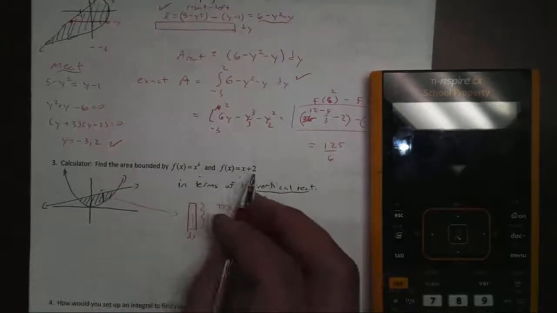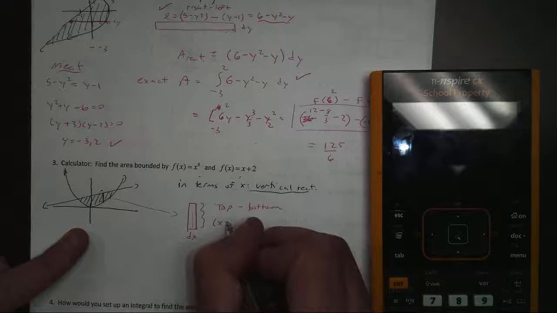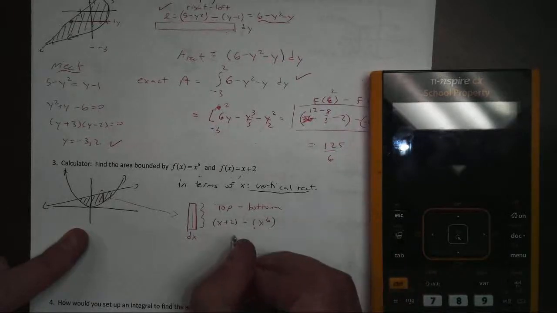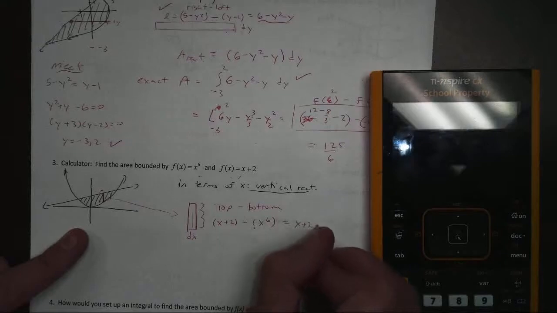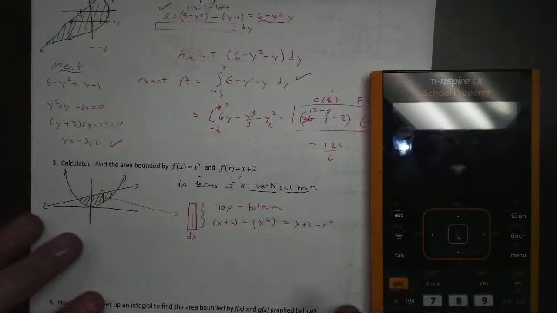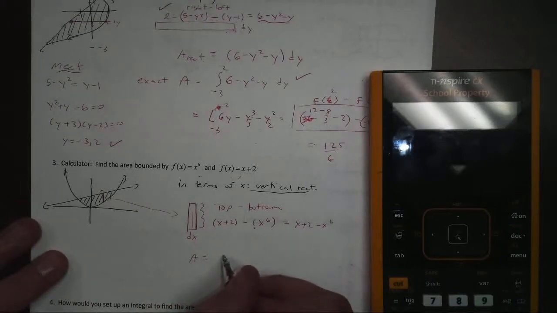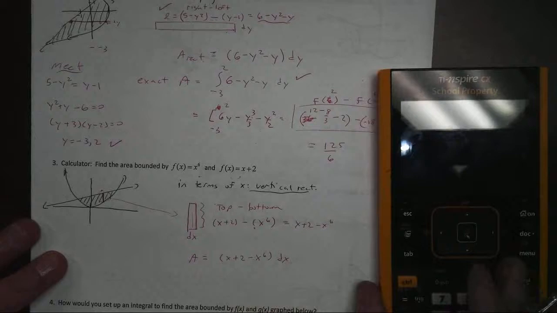Same thing here. So my top is my line. I'm going to write that out: x plus 2 minus the bottom, which is x to the 6. Which is just x plus 2 minus x to the 6. So I'm looking for that. Next, I want to find out my area. My area of my one rectangle is going to be x plus 2 minus x to the 6 dx.